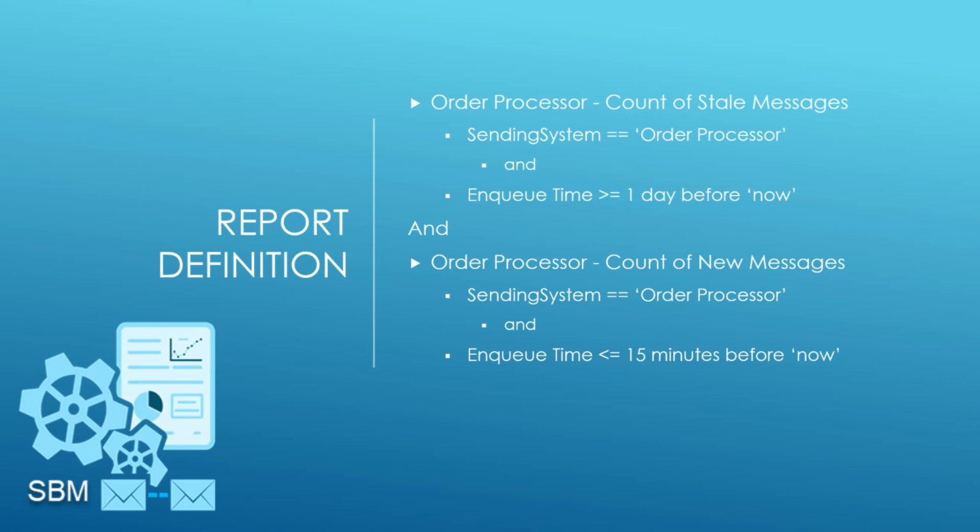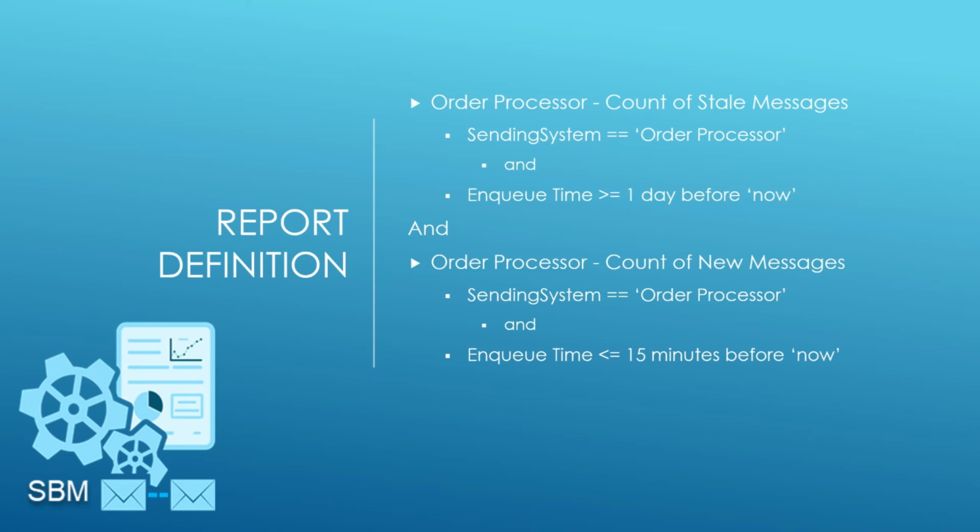Let's consider a more general technique to count messages which are failing to be consumed. For this, we will create 2 reports. First, we will create the order processor, count of stale messages. Again, we will filter by custom property sending system and ensure it equals order processor. We will limit to messages queued more than 1 day ago. This will count messages from the order processor which were queued more than 24 hours prior to the report runtime.